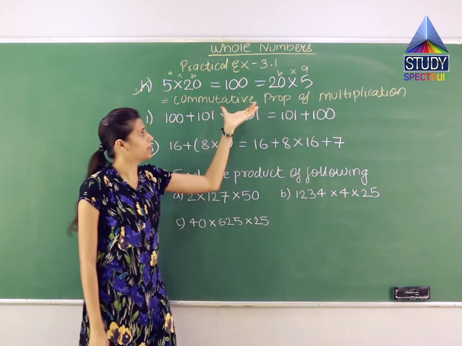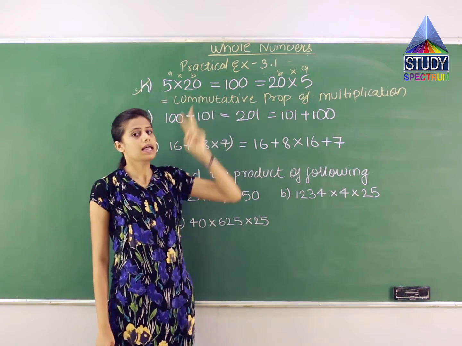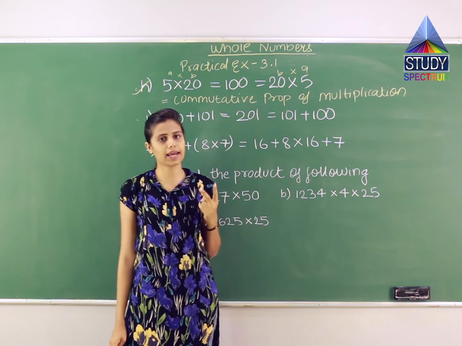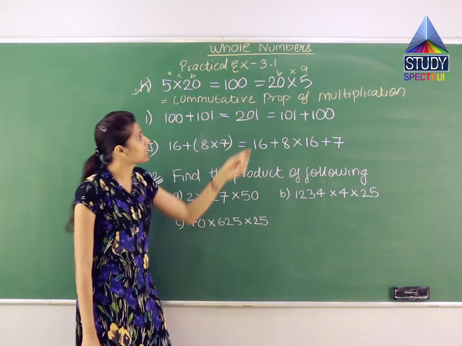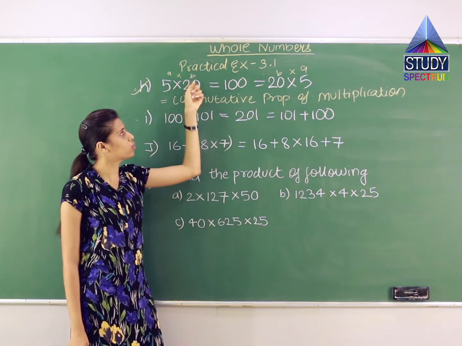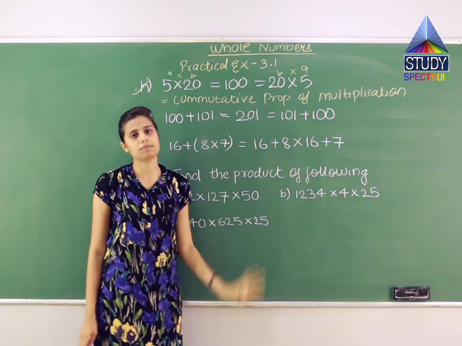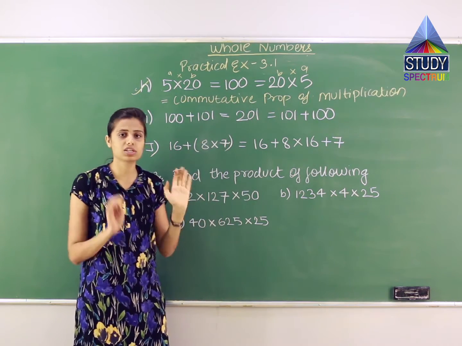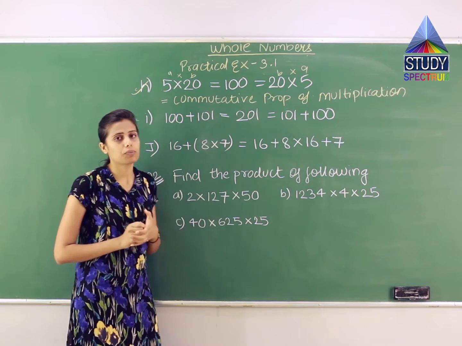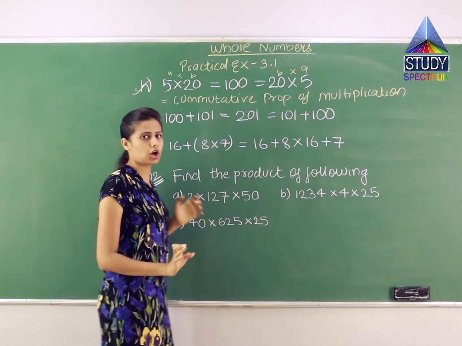So clear with this property? What does this property say? Even if the positions of the numbers are exchanged, the answer will remain the same. Over here, if you write 5 into 20 it will be equal to 100, or you write 20 into 5, in both the answer will be what? It will be 100 itself, which is equal. So this commutative property says that the position of the number does not matter.